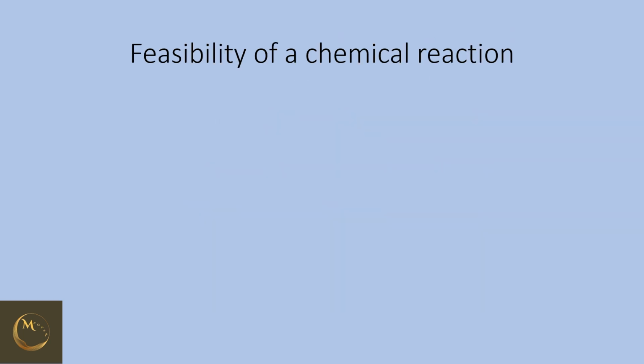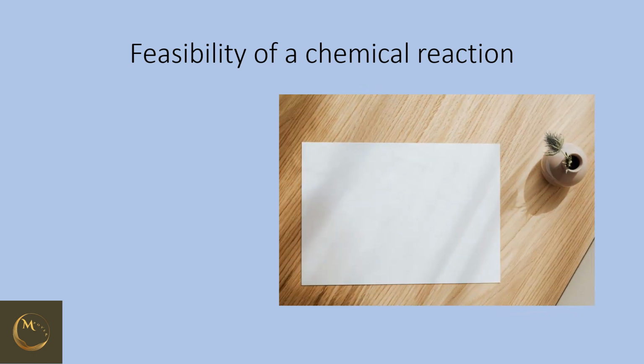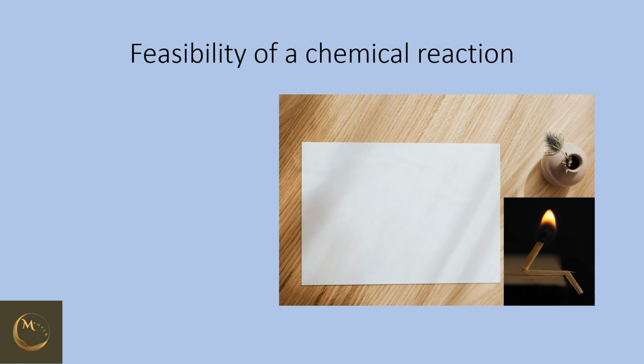The first one, the feasibility of a chemical reaction. That means whether a reaction can really happen or not. For example, you take a piece of paper and place it on a table. You know that a lighted matchstick can burn the paper. But let me ask you a question. I keep the paper, I keep the matchstick, and lo, can I say that the paper is getting burnt? Will it get burnt? What's the missing factor? The fire. The ignition of the matchstick is missing. So the paper doesn't get burnt.